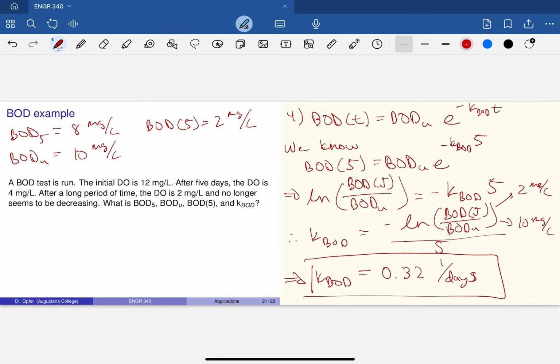All right, so this gives us the reaction rate of all the things that consume oxygen in the water sample. So that could be microorganisms, it could just be the decomposition of organic matter, what have you. It has this net reaction rate of 0.321 per day. So this is like the reaction rate at which we're losing dissolved oxygen in the water sample.